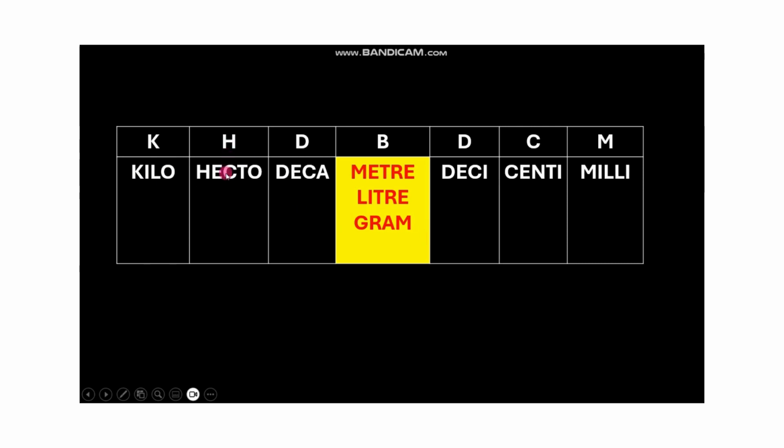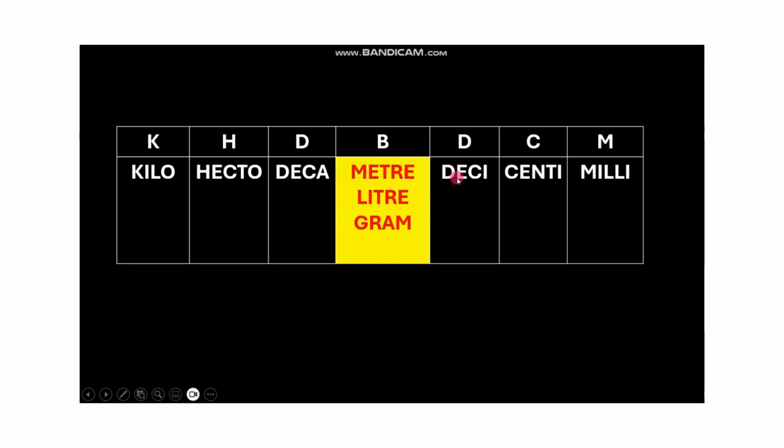H for hecto, which could mean hectometer, hectoliter, or hectogram. D stands for deca, which could also mean decameter, decaliter, or decagram. B here stands for base, for meter, liter, and grams. That is what we are discussing.